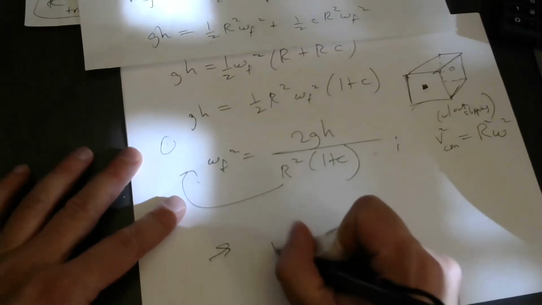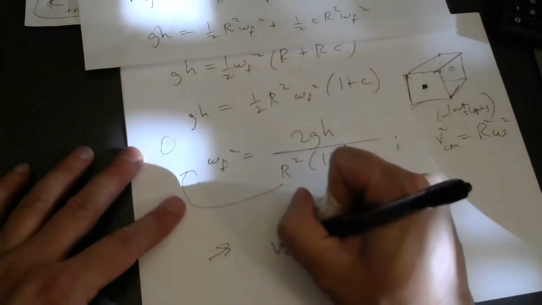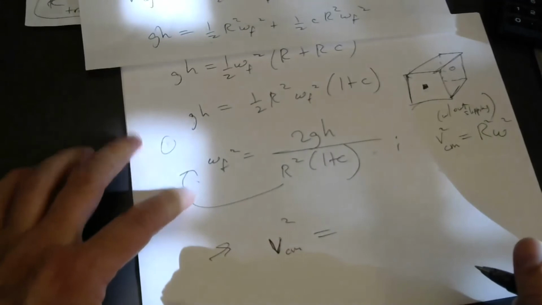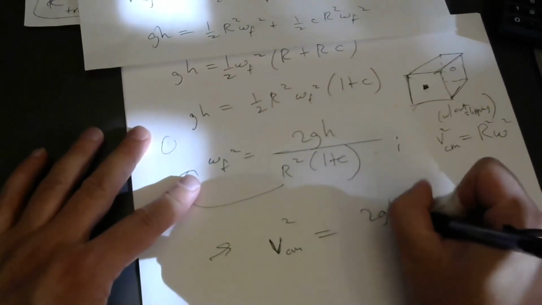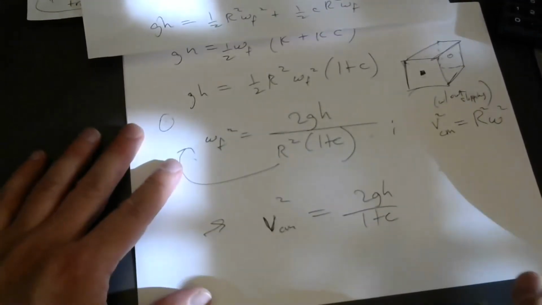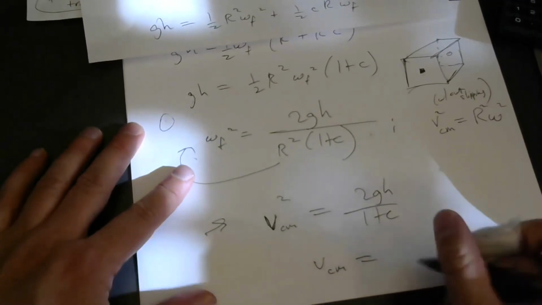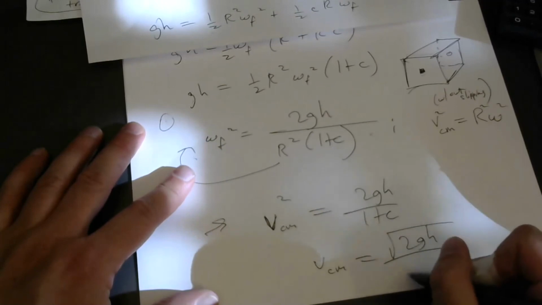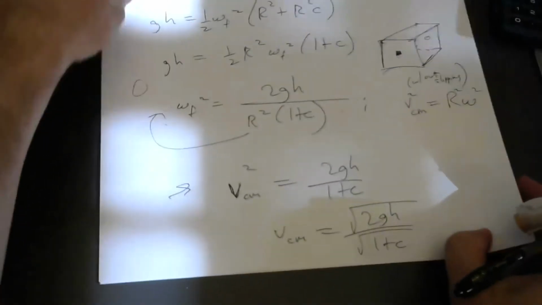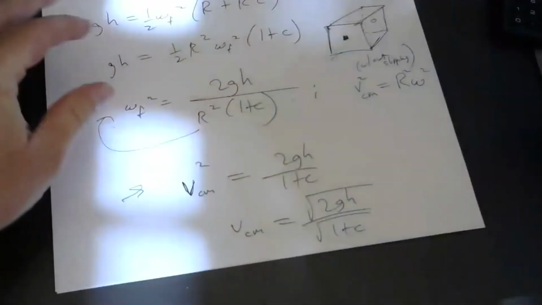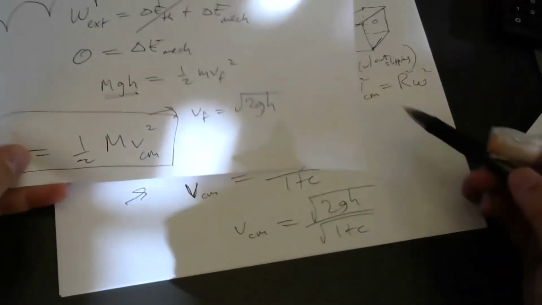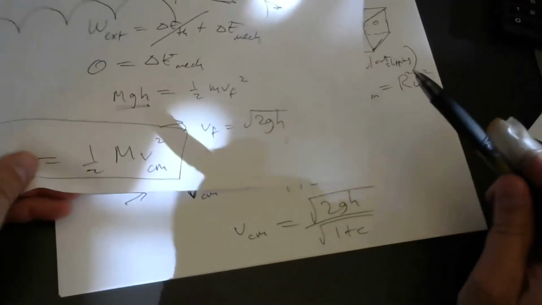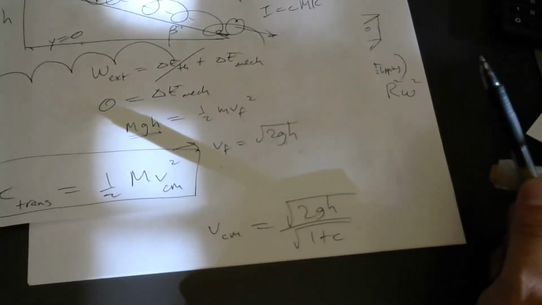Okay, I think I've determined that the speed of the center of mass squared is 2GH over 1 plus C. And so the speed of the center of mass at the bottom has been reduced by a factor of root 1 plus C. So the speed is in fact less than we would get from the naive analysis earlier in the semester, where we treated everything as a point particle.